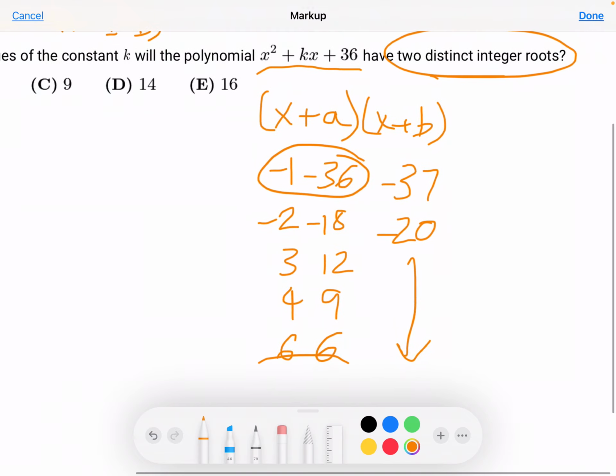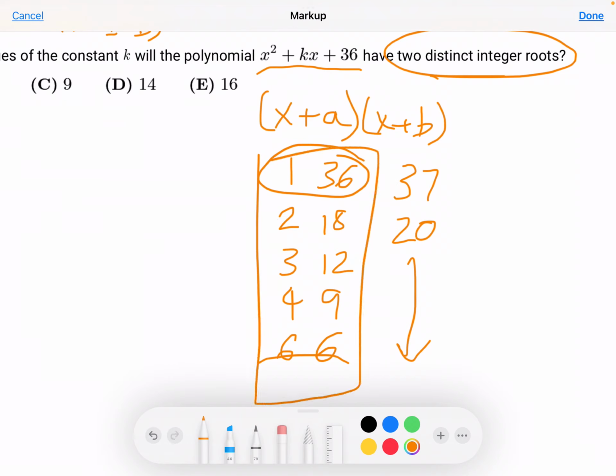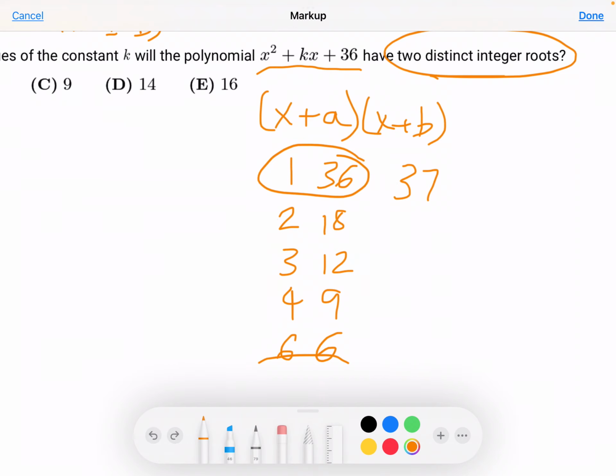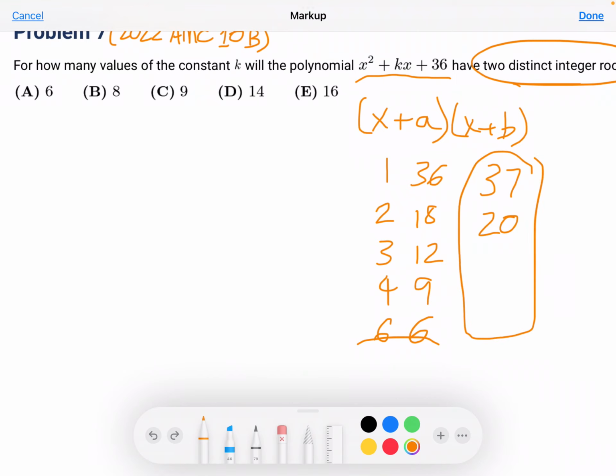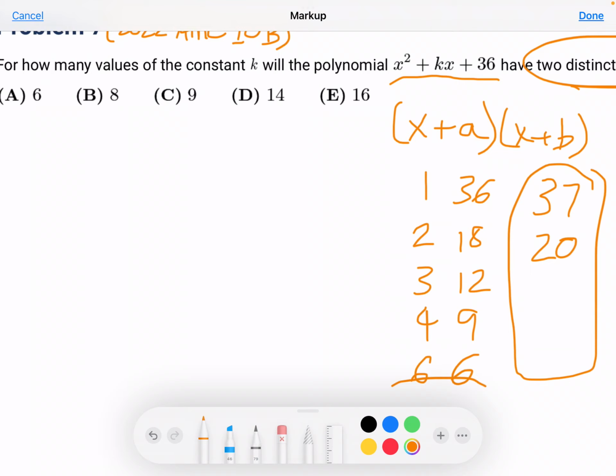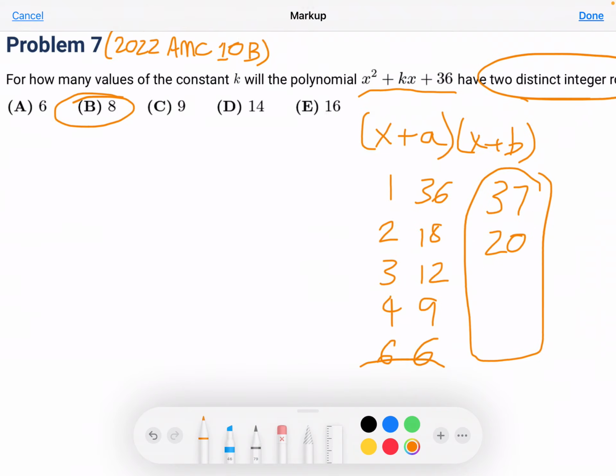So for each of these possibilities over here, we can just multiply by 2. Since there are 1, 2, 3, 4 possibilities, times 2, that's 8. So there are 8 possible values for k, both positive and negative. And sure enough, that is an answer choice. Answer choice B is 8.